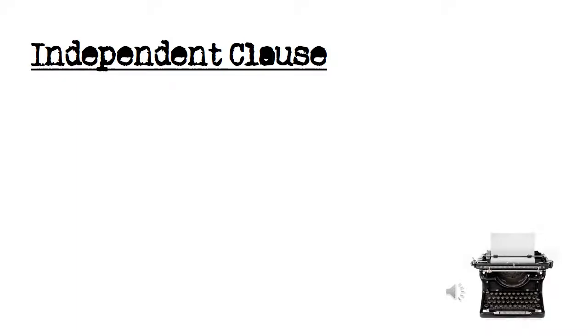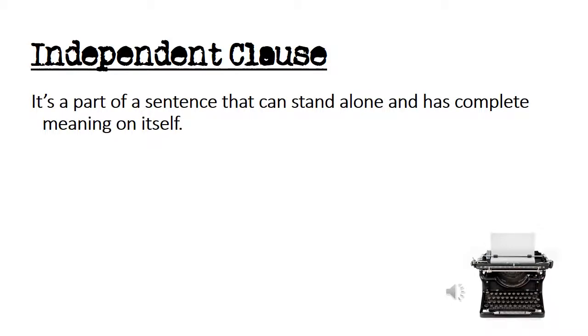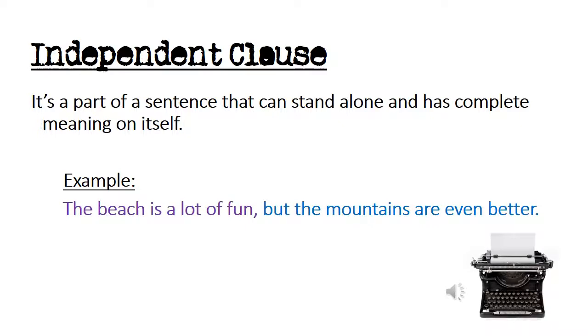On the contrary, an independent clause doesn't depend on another one to have a complete meaning. Now, take a look at the following example. The beach is a lot of fun, but the mountains are even better. The first clause is independent because it makes meaning on its own. If I tell you, "The beach is a lot of fun," you would not be waiting for another part of the sentence to understand what I mean.